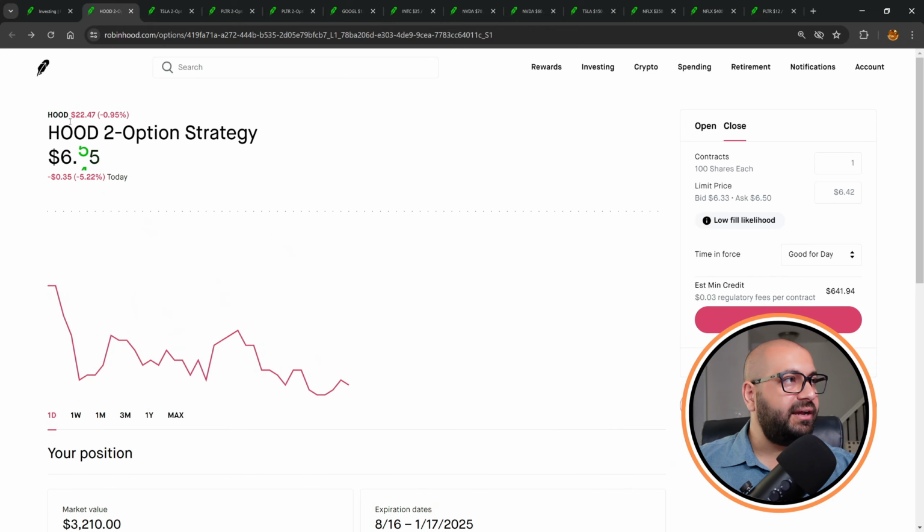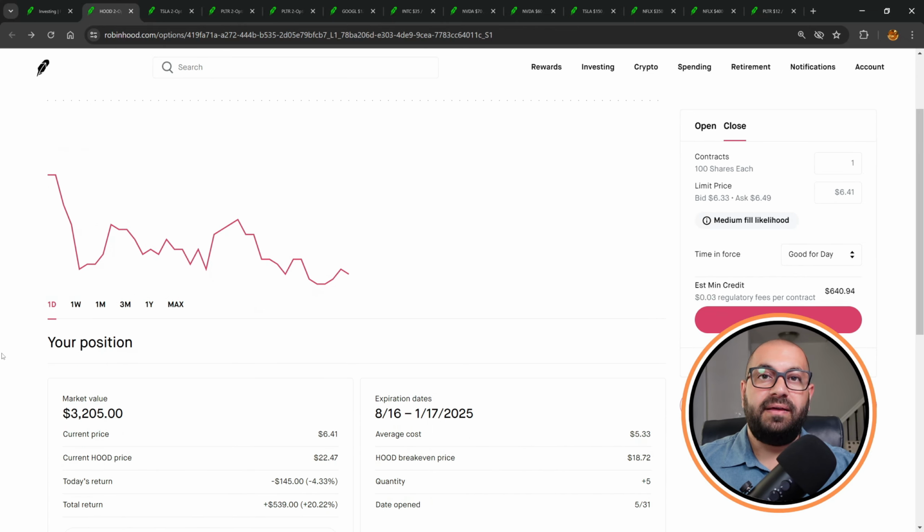Compare that to buying 100 shares of the stock, which was at the time maybe $20. That's going to be 4 times this amount. It will be $2,000 instead of $500 for basically achieving the same return.